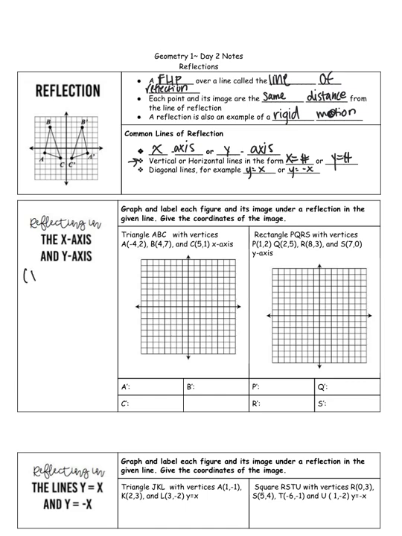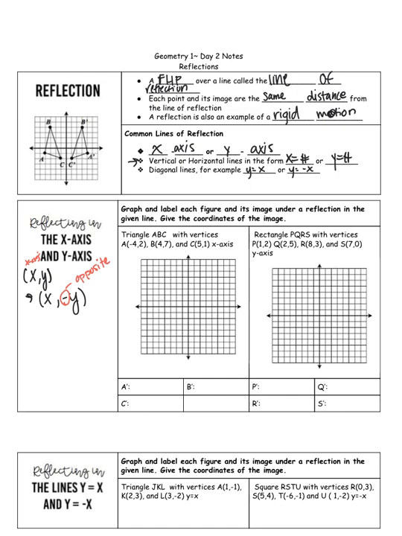So the x-axis has a rule. We take the original coordinates, we call those x, y, and we keep x the same, and we make y negative, or the opposite, actually. I want to say the opposite. Okay, so make it the opposite sign.